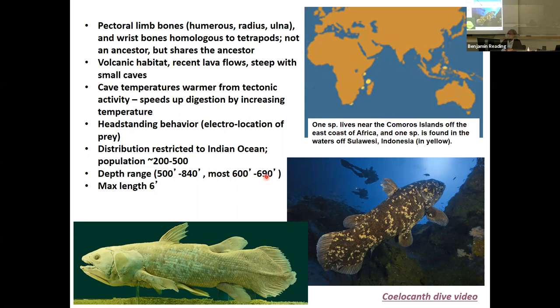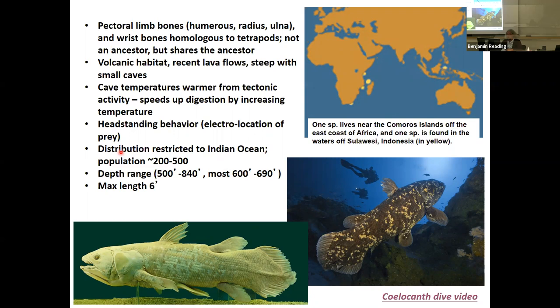Cave temperatures down here are actually, despite the depth, kind of warm because of all the tectonic and volcanic activity. And they swim with headstanding behavior. I'm going to show you a video here, but they sort of swim with their head pointed down and their tail up. And similar to the chondrichthyes, they have electrosensitivity. They can sense electric currents through their head. And so a lot of times they point their head down if they're hunting because they use that electrical sense to find things below them.